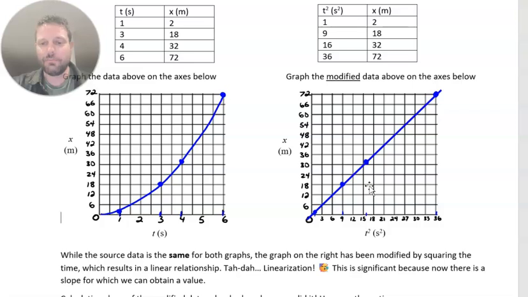And look at that, we get a linear trend line. So we did, in fact, make this curve into a straight line by modifying our data set, meaning squaring all the values in this case, and plotting the square of those time values on the x-axis instead of the time values alone.